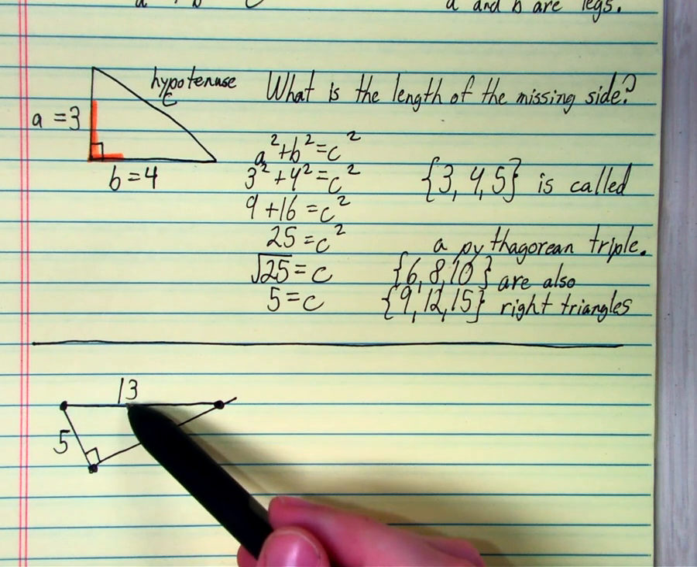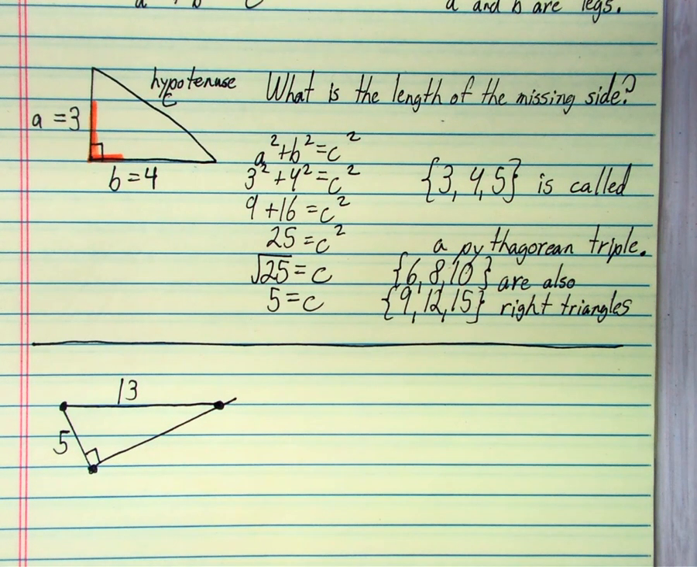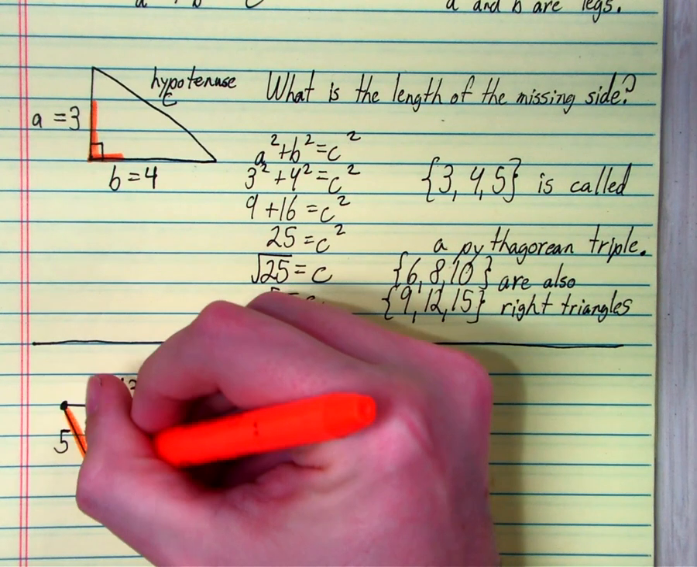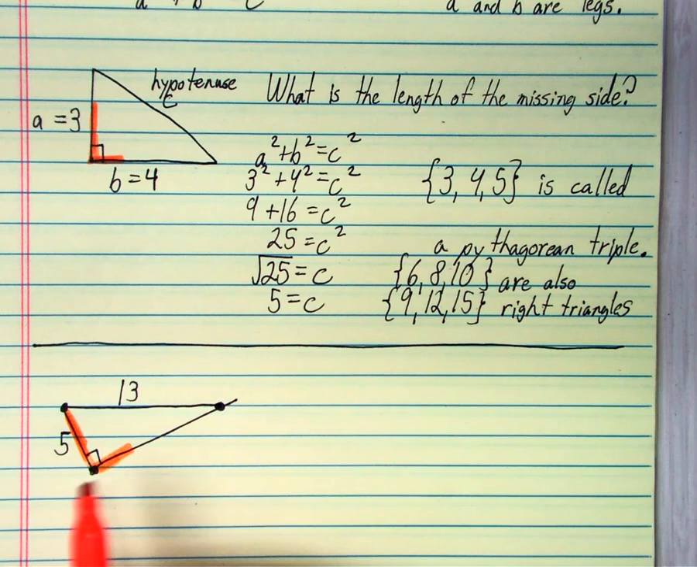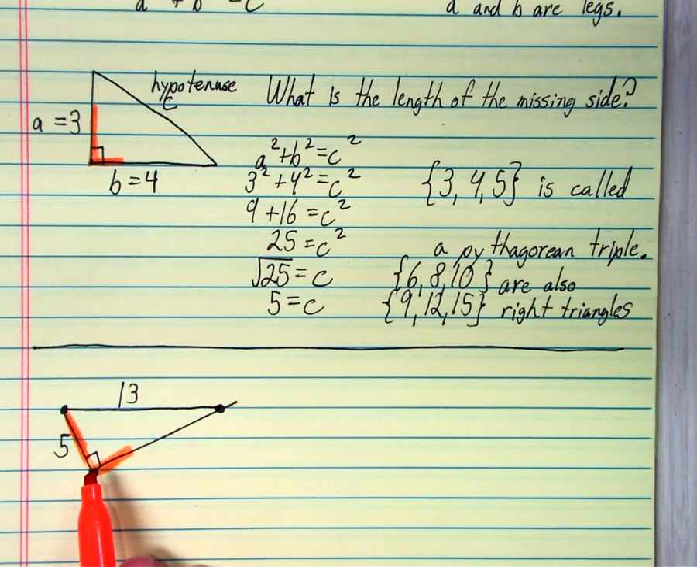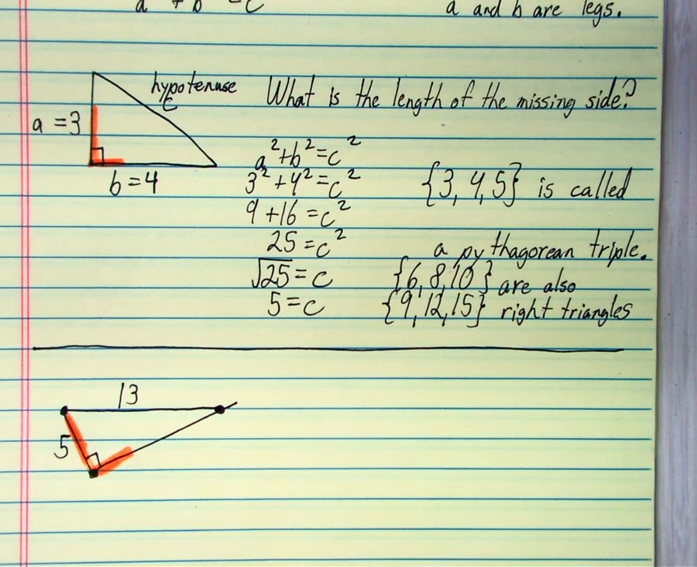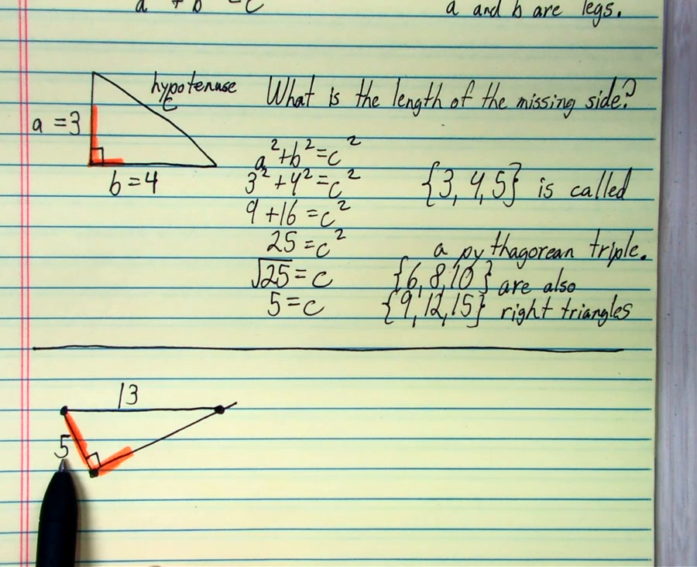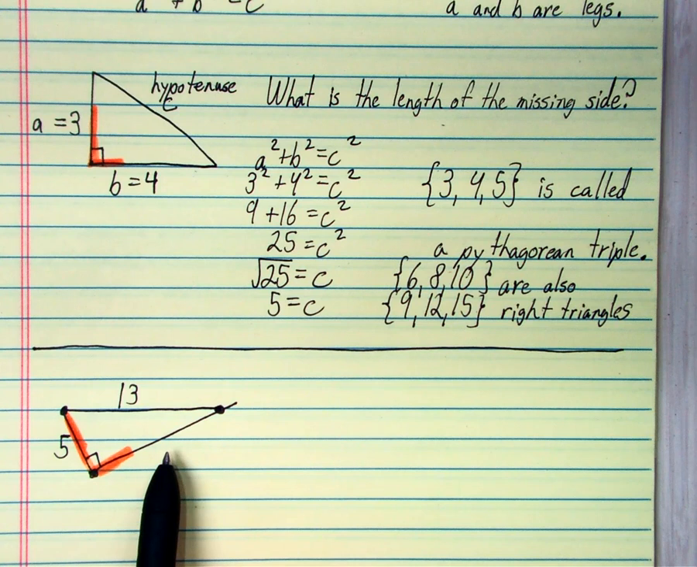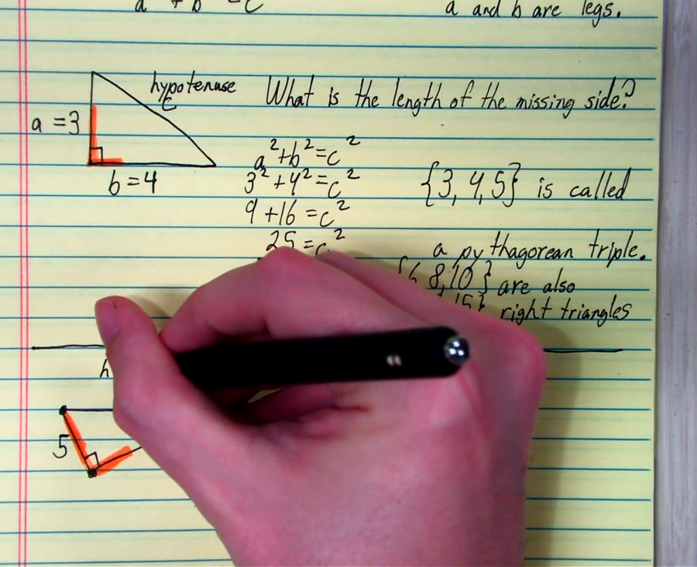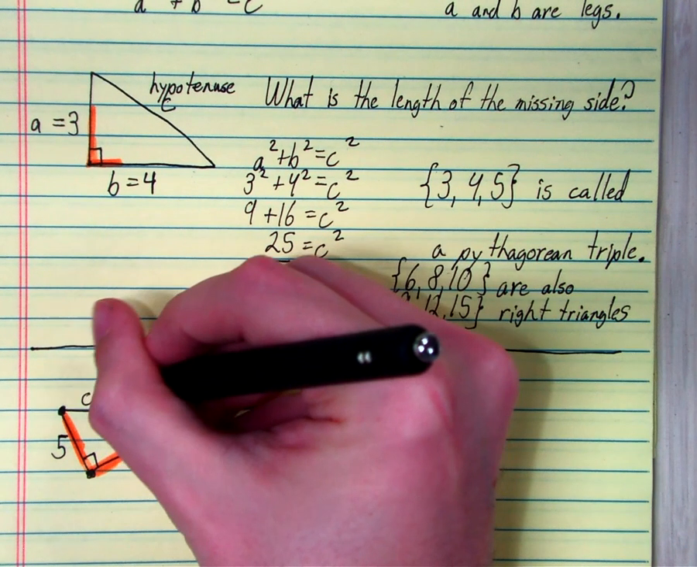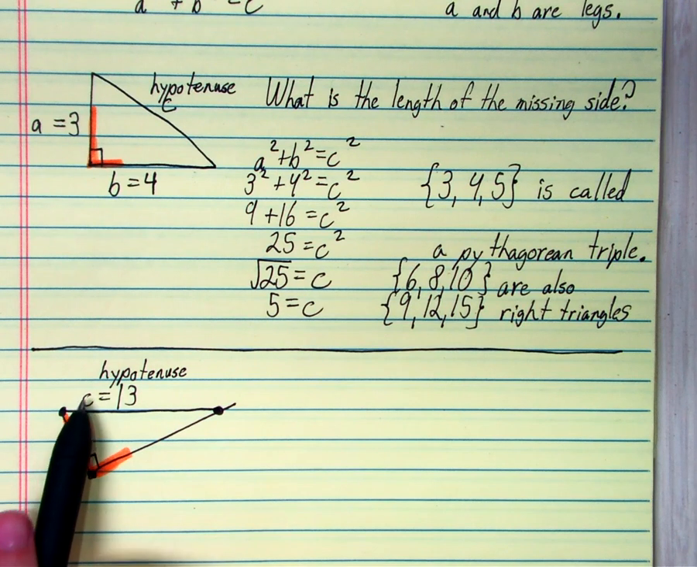Currently I see 5 and 13, and I'm going to look for the L to identify my legs. Again, I can see an L shape right here. You can always also look for the little square that's indicating that we have a right angle there. Those two sides should be the legs. So, 5 is one of the legs. This missing side is one of the legs, and 13 would be our hypotenuse. So this will be our hypotenuse. Let's label it. And let's say c equals, because c is always the hypotenuse.